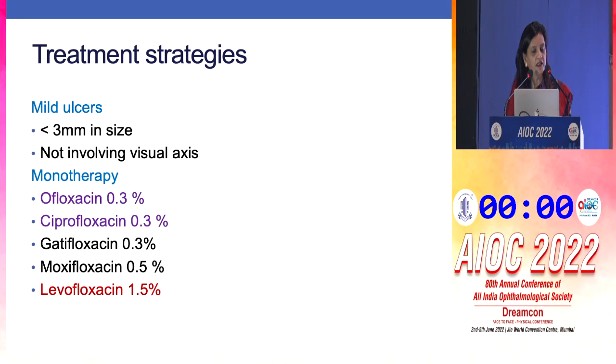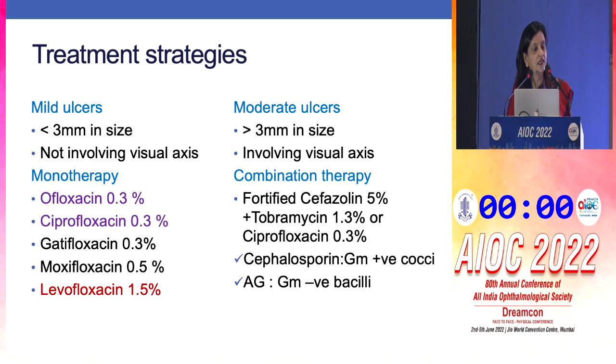There are various treatment strategies. So for mild ulcers less than 3 millimeters in size, not involving the visual axis, one can start monotherapy with Oflox, Ciproflox, Gatiflox, Moxiflox, and nowadays we've started a randomized control study, in collaboration with L.V. Prasad Eye Institute at Hyderabad, where we are comparing Levoflox with the conventional combination therapy.